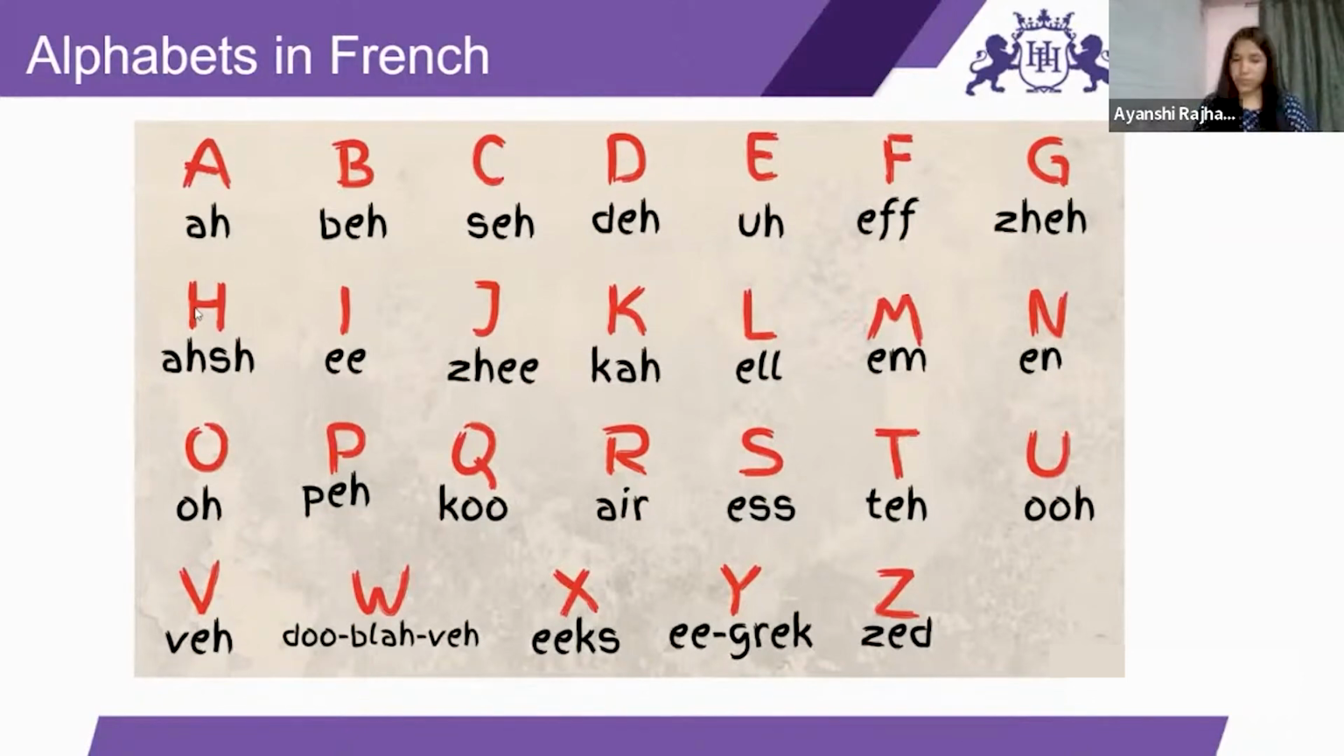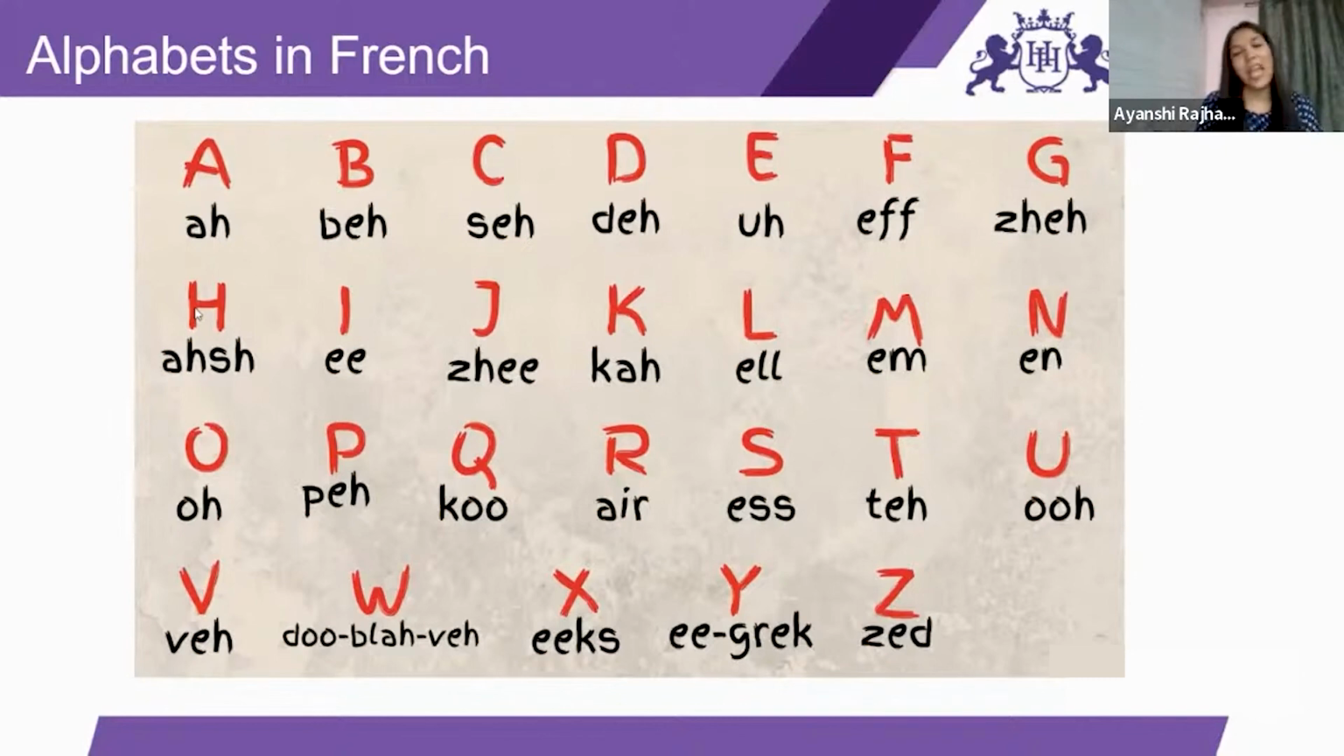After W, the next alphabet that we have with us is the X. The pronunciation of X in French is X. After X, the next alphabet is the Y. The pronunciation of Y in French is Y.